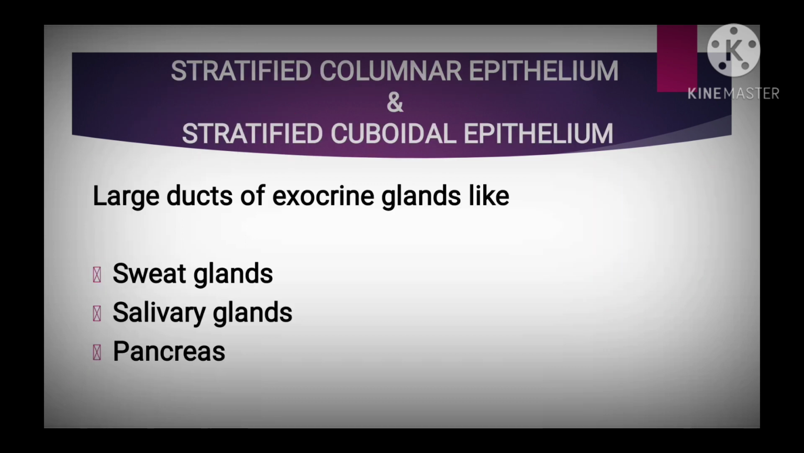Both stratified columnar epithelium and stratified cuboidal epithelium can be found in the large ducts of exocrine glands like sweat glands, salivary glands, and pancreas.